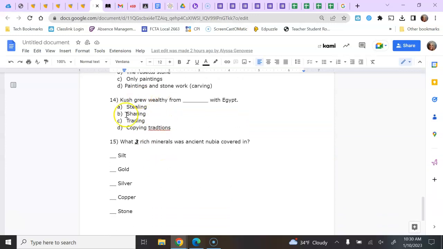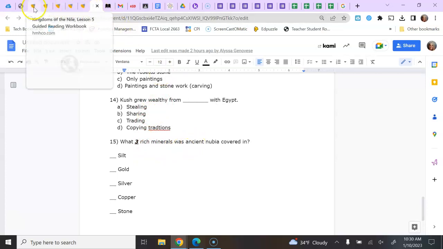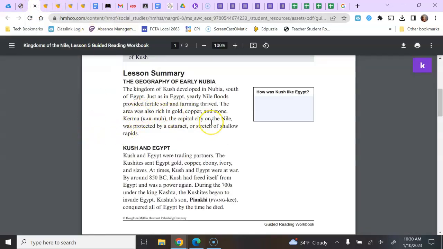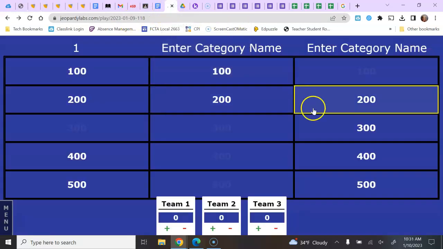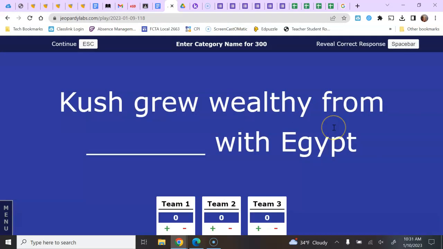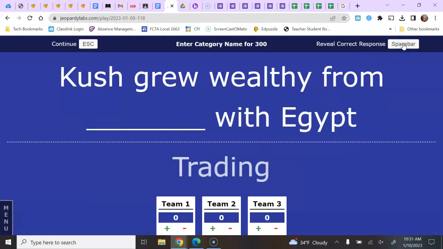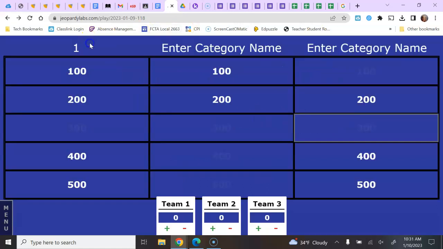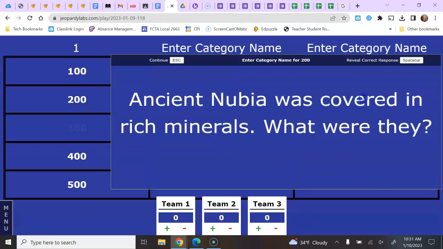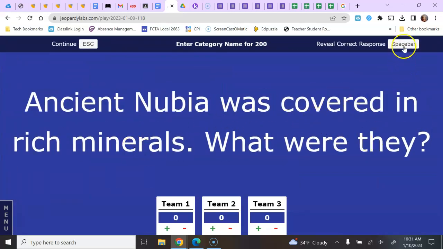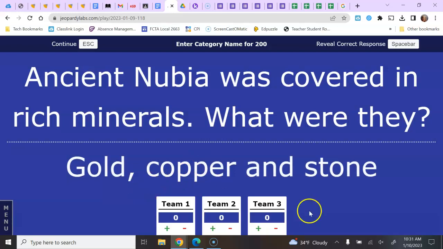And then finally, you're going to kind of have to take a guess based on what I read for number 14. And then finally, what three rich materials was ancient Nubia covered in? That was in workbook lesson 5. I just read it. It says the area was also rich in gold, copper, and stone. And it is also the question here. Oh, there's our Cush grew wealthy from. There's number 14. Ancient Nubia was covered in what rich materials? I just read that in workbook lesson 5.